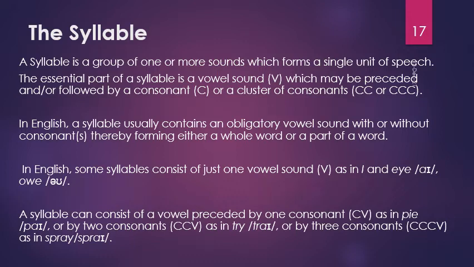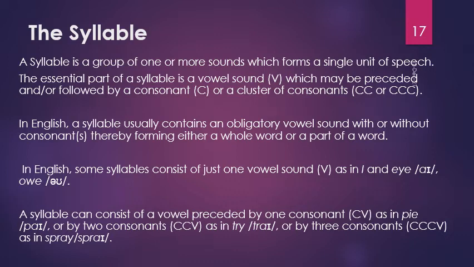In English, a syllable usually contains an obligatory vowel sound with or without consonants, thereby forming either a whole word or part of a word. Also, in English, some syllables consist of just one vowel sound, as in I, O.